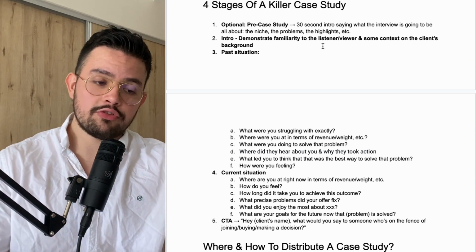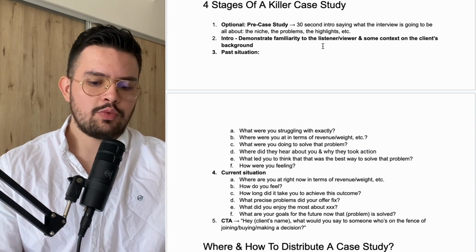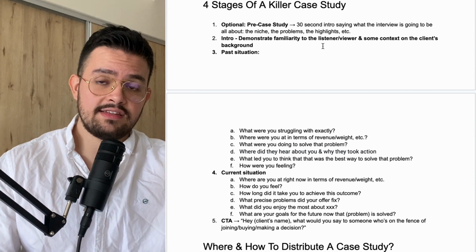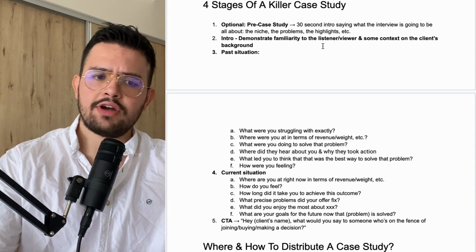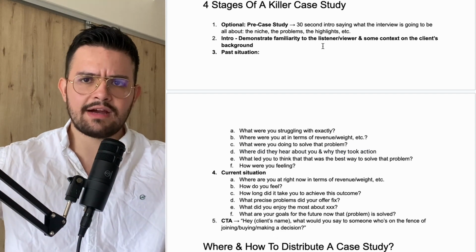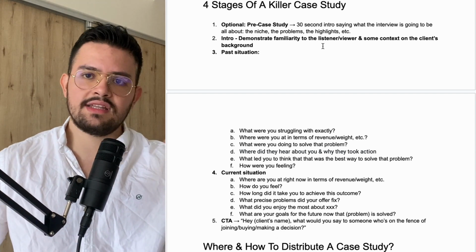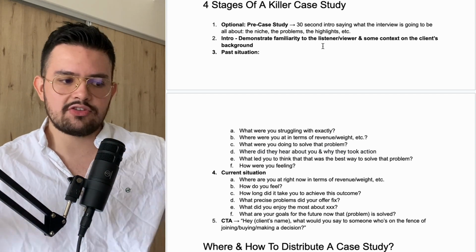And then you want to also add some context to the client's background. You want to make sure that the client tells the audience what it is that they do, what got them involved in that, what they have tried in the past, like essentially all of the background, for example, what type of business they are running, the niche, etc. Okay, so that they can get some context.